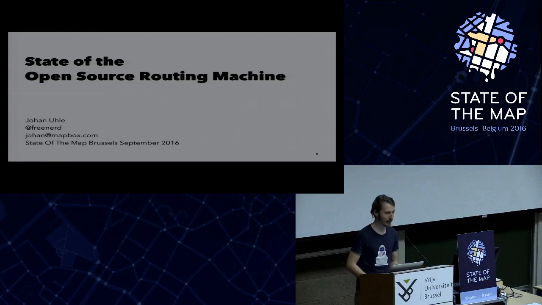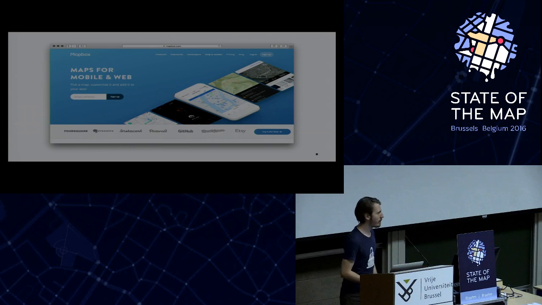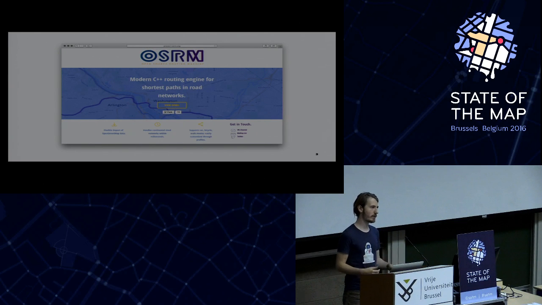Hey, I'm Johan. On the program it says the state of OSRM. That stands for the open source routing machine. I'm from a company called Mapbox. You might have heard about us. We do tiles and geocoding, and we do directions. We sell that as a service. All of our core components are open source. And one of these components is OSRM, which is a routing engine that routes on road networks, basically from A to B.